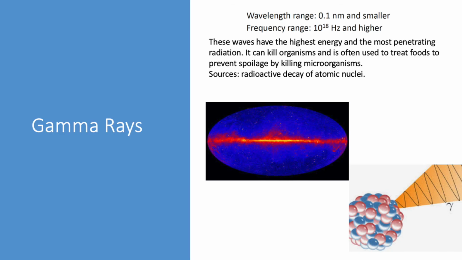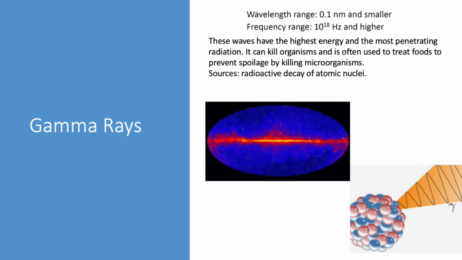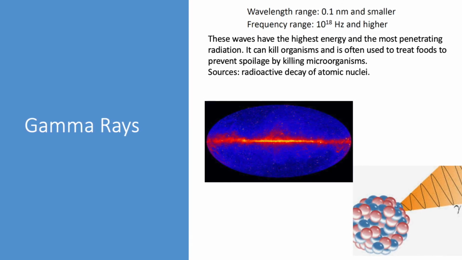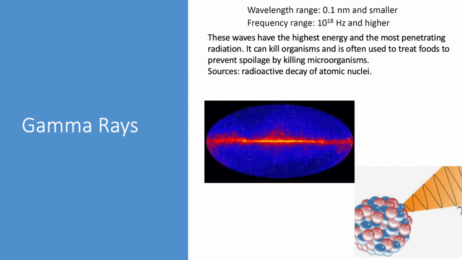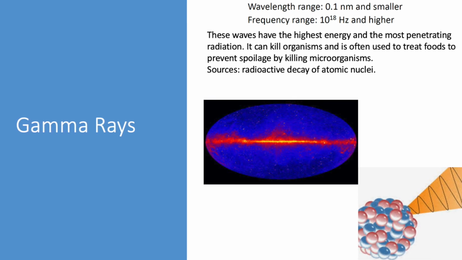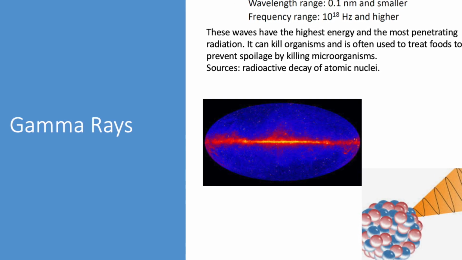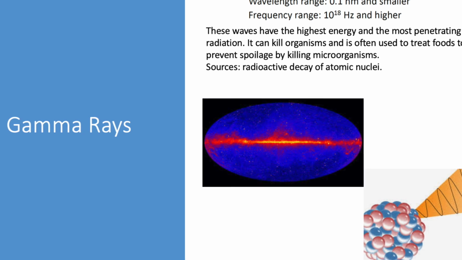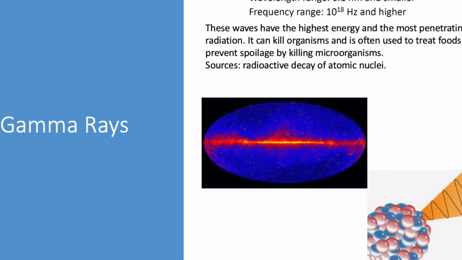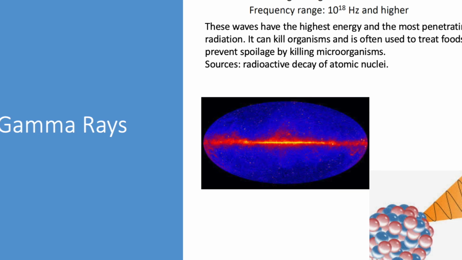And last but certainly not least are gamma rays on the electromagnetic spectrum. They have a wavelength of 0.1 nanometers and smaller, and the frequency is 10 to the 18th hertz and higher. These waves have the highest energy and the most penetrating radiation, so it can kill organisms, including you, and is often used to treat food to prevent spoilage by killing microorganisms. So we try to stay away from this part of the electromagnetic spectrum. The source of this is radioactive decay of atomic nuclei, in contrast to X-rays, which typically come from electrons.